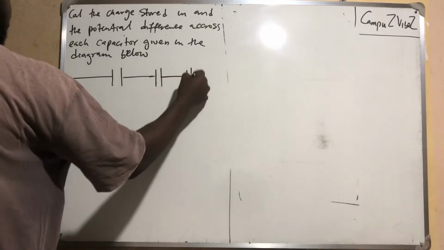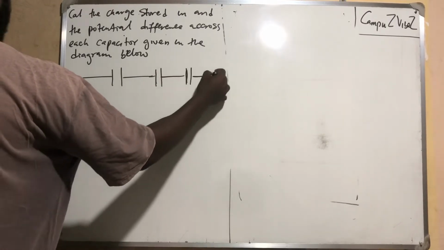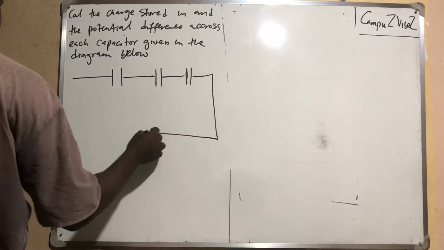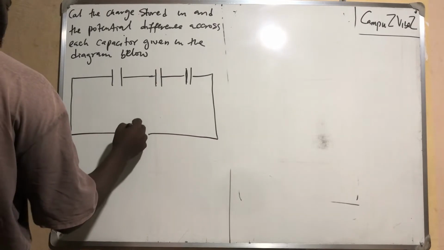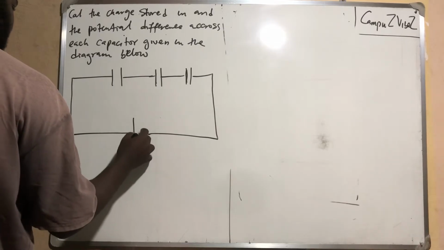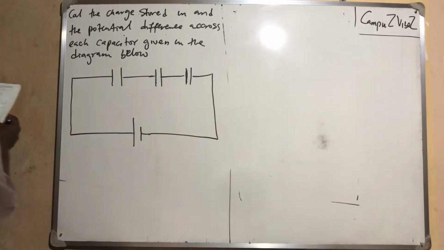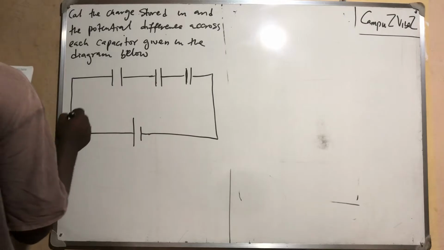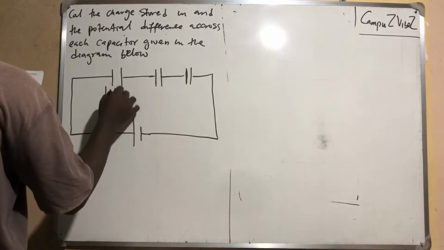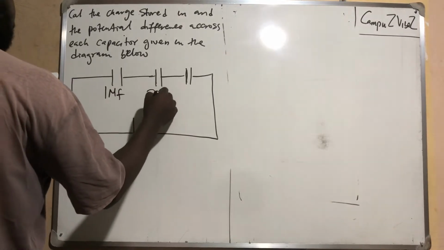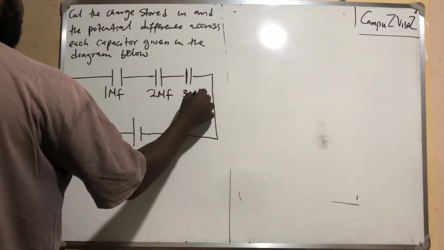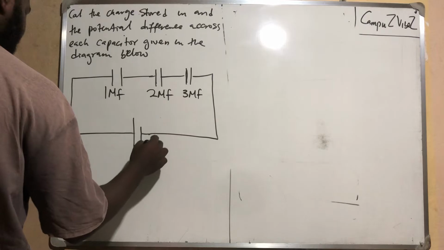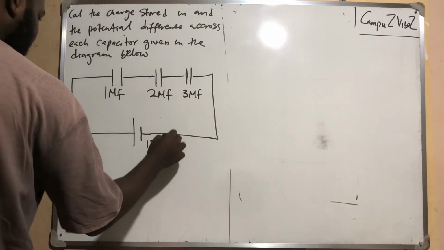Once you can connect them with just a straight line, then you will know that they are arranged in series. But if you cannot connect them with a straight line, then they are arranged in parallel. So this one they say is 1 microfarad. This one is 2 microfarad. This one is 3 microfarad. And they have been connected across 120 V.